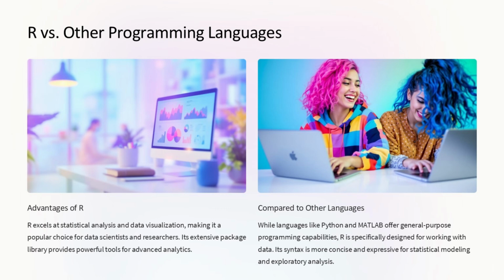R is a powerful programming language that excels at statistical analysis and data visualization. It has a vast library of packages that provide advanced analytics capabilities for data scientists and researchers. Compared to other general-purpose languages like Python and MATLAB, R is specifically designed for working with data. R's syntax is more concise and expressive for tasks like statistical modeling and exploratory data analysis. This makes R a popular choice for those focused on data-driven insights and advanced analytics.